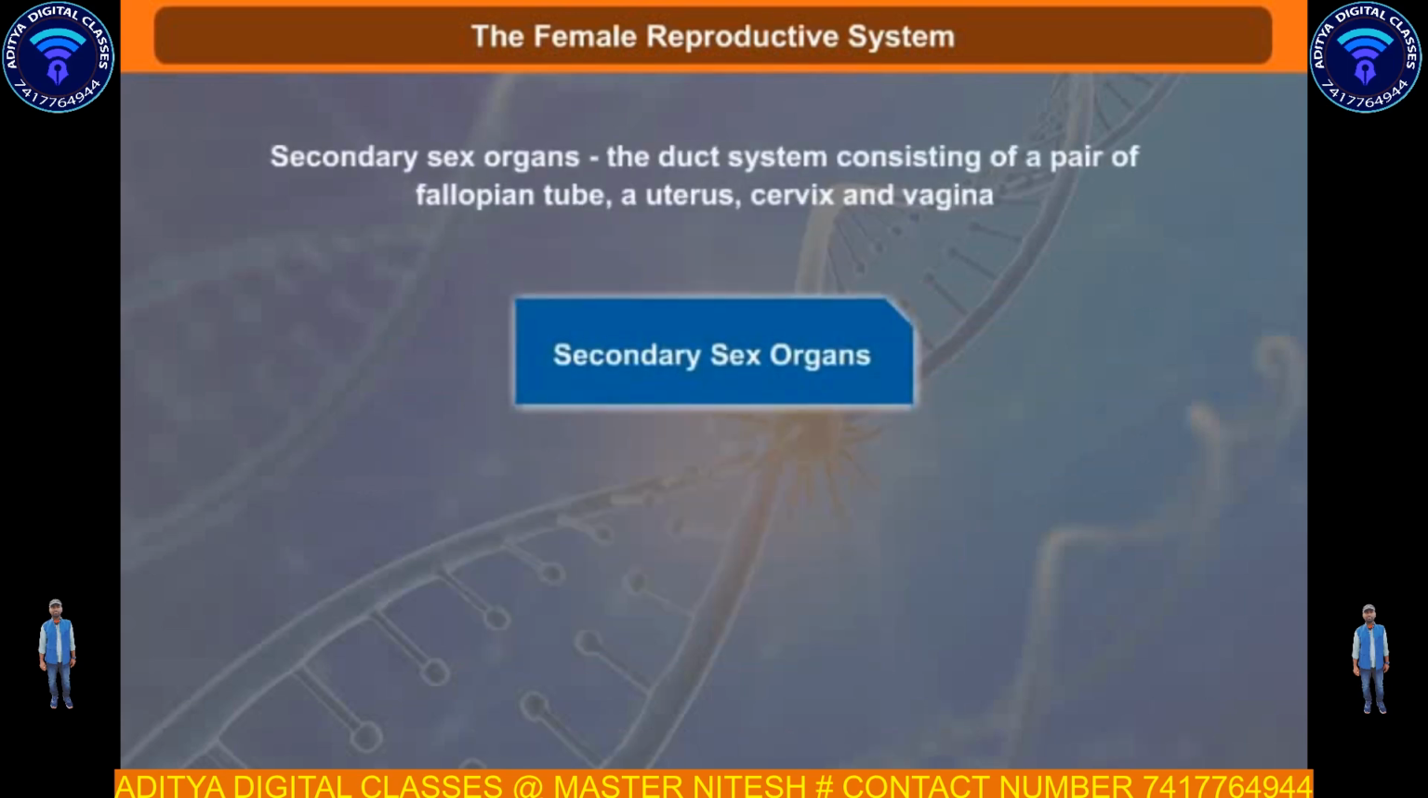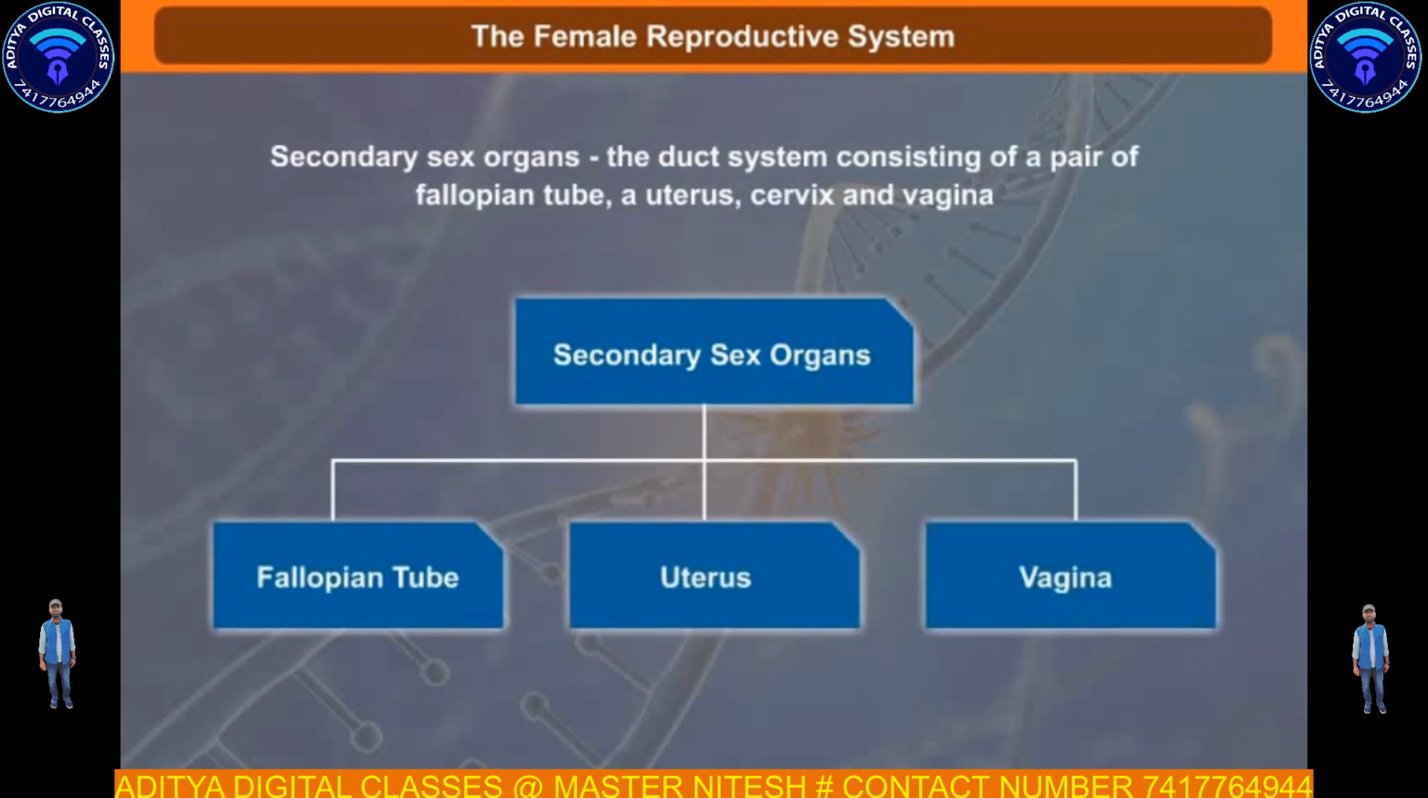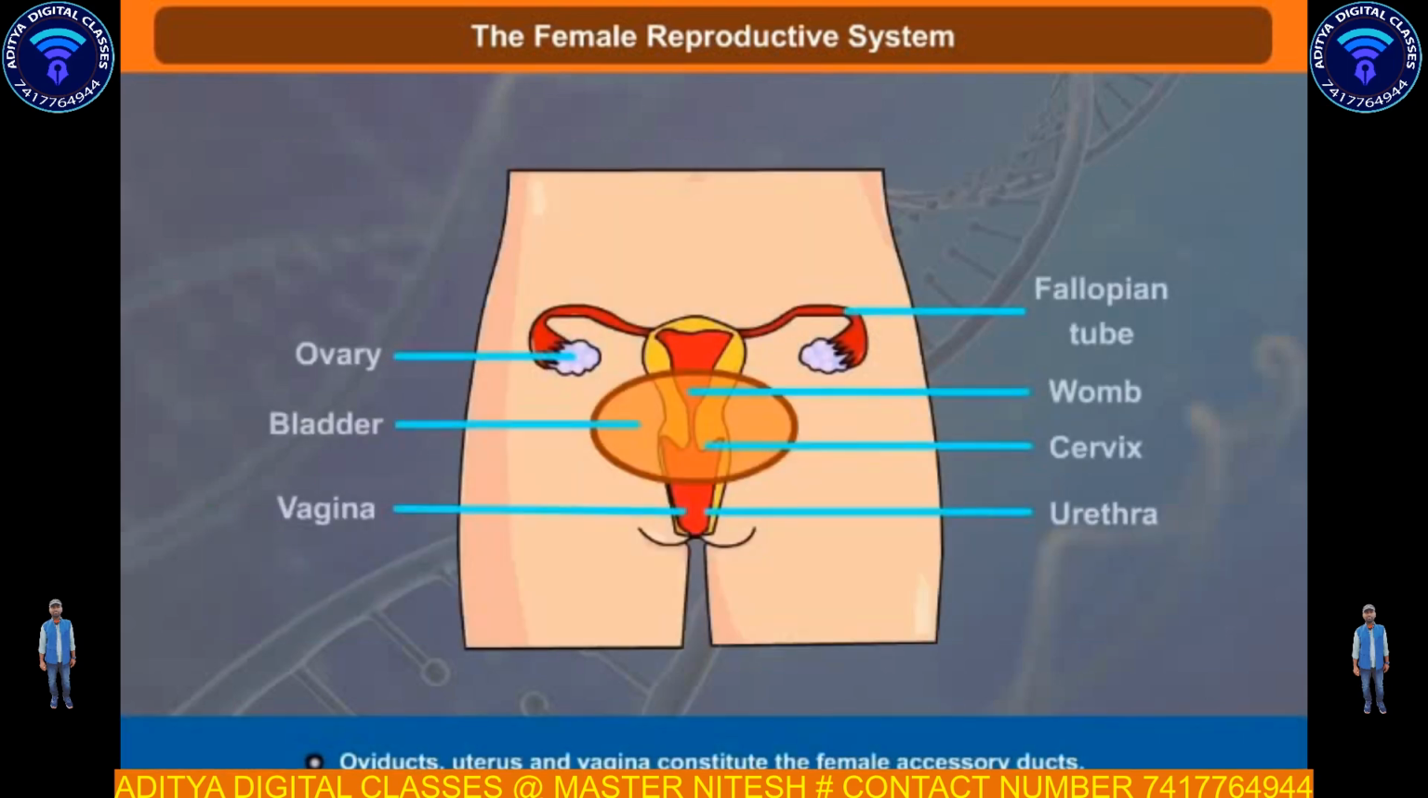Secondary sex organs. The duct system consisting of a pair of fallopian tubes, a uterus, cervix and vagina. Oviducts, uterus and vagina constitute the female accessory duct. Fallopian tube. Each fallopian tube is about 10 to 12 centimeters long and extends to the uterus. It has a funnel-shaped infundibulum close to the ovary. Infundibulum possesses finger-like projections, fimbriae.